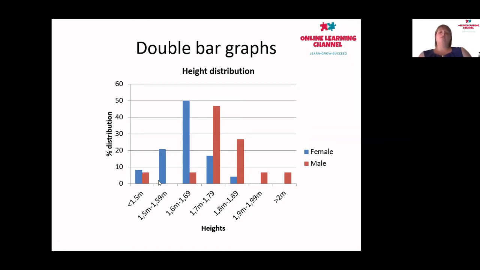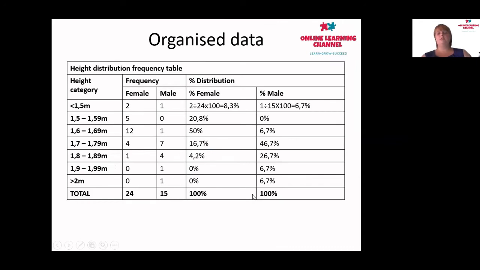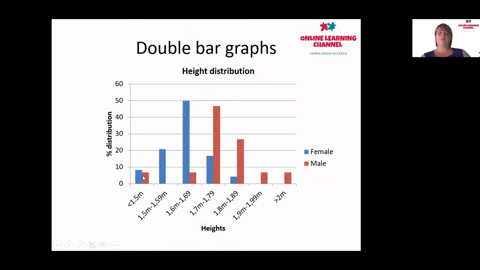So this is a double bar graph. We use the information in the previous slide, the intervals and the distribution, to get to this graph, where it's your female, male, female. Oh wait, there's no male there, and you can see your females tend to be between 1.6 meter and 1.69. Your males tend to be between 1.7 meter and 1.79 meters. This is just a representation of a double bar graph.